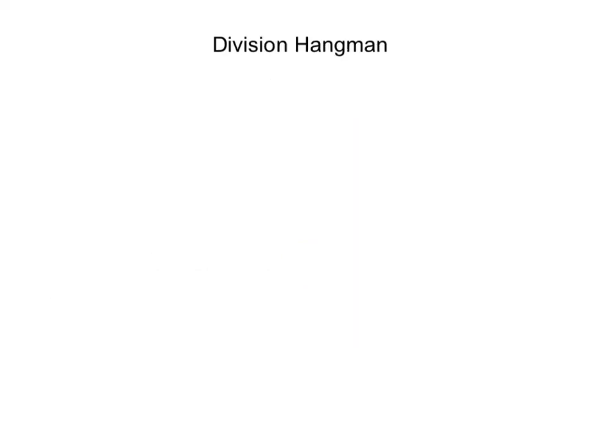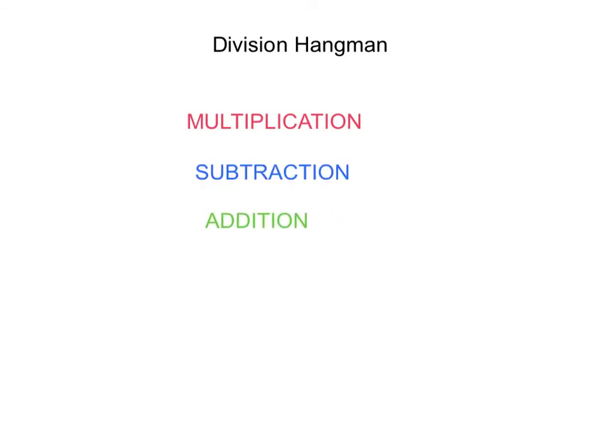Now we're going to start the actual division hangman. Remember, there are 3 main math skills that you have to know. First thing you have to know how to do is multiplication. The next thing you need to know is subtraction. And the last skill you need to know is addition. Let's begin working through a few problems.